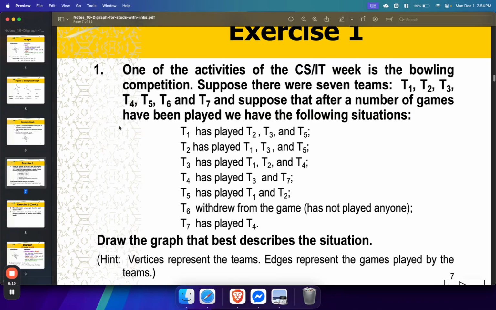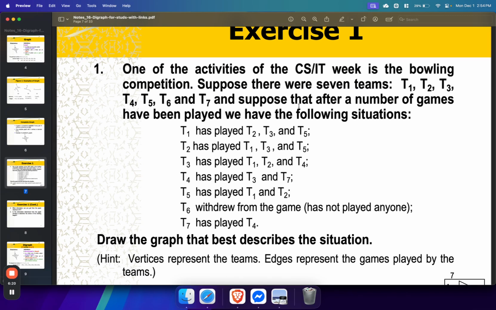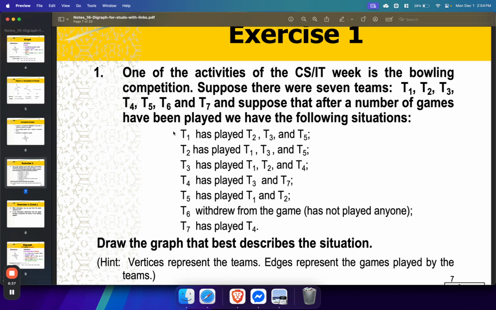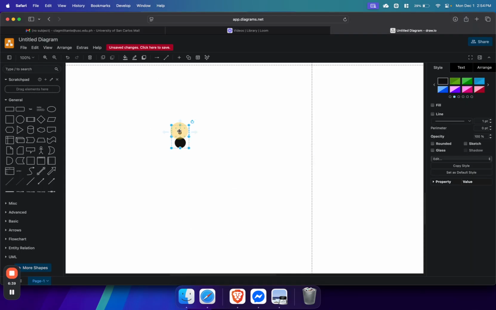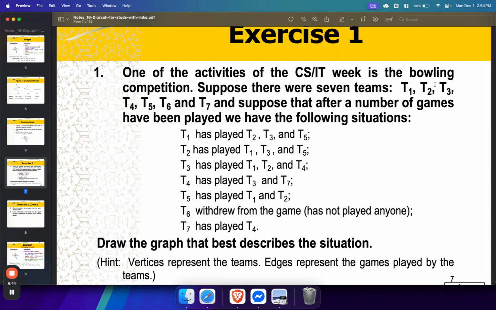So for our first exercise, consider that we have an activity on CSIT week wherein we have a bowling competition, and we want to represent that there were 7 different teams in that competition. And then we have the following situations based on the competition wherein the teams have played against each other. How would you represent that as a graph? So very simple. Let's represent the team as a vertex. So we have teams 1 until team 7.